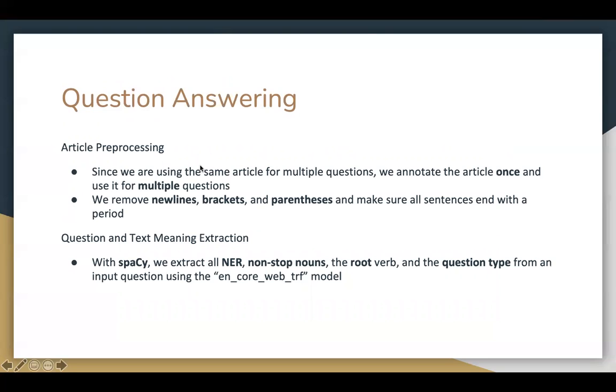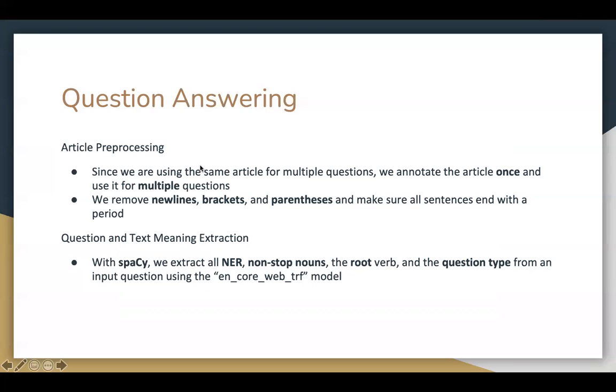For the question answering portion of the project, there are multiple steps. We first pre-process the article. We save time by doing this, as we only have to annotate the article once and then use spaCy's annotations multiple times for multiple questions. Additionally, we have to get rid of non-sentence-like artifacts such as new lines, brackets, or parentheses that don't add much to the sentence content. We also make sure that all sentences end with a period to eliminate combined sentences, which mess with trying to determine the similarity of sentences of different lengths.